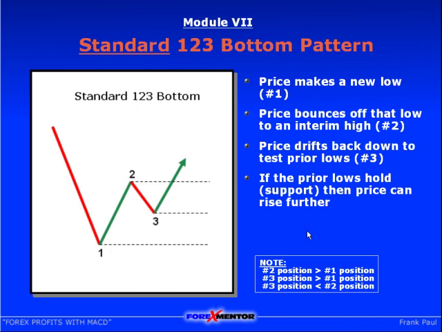So if you're a newer trader, it's very important to bear in mind that to qualify as a standard 1, 2, 3 bottom, the number 2 position must be higher than the number 1 position, the number 2 position must be higher than the number 3 position, and the number 3 position must be higher than the number 1 position. If the number 3 was at or below the number 1, you would not have a standard 1, 2, 3 bottom. You would have either a double bottom or a sloppy bottom. And we're not going to be looking at double tops and bottoms because we're just going to focus on this one particular type of chart pattern. But that, in a nutshell, is what a standard 1, 2, 3 bottom reversal pattern looks like.